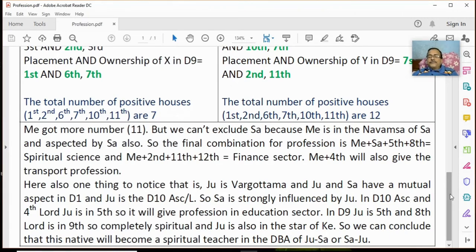In D9, Jupiter, 5th and 8th lord, is placed in 9th. So completely spiritual. And Jupiter is also in the star of Ketu. So in D9, Jupiter plus 5th plus 8th plus 9th plus Ketu, that is completely a spiritual arena. So we can conclude that this native will become a spiritual teacher in the DBA of Jupiter Saturn or Saturn Jupiter.